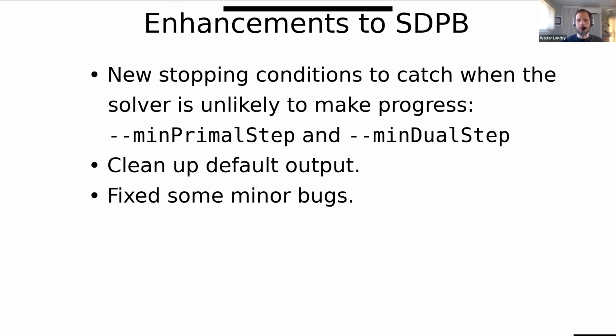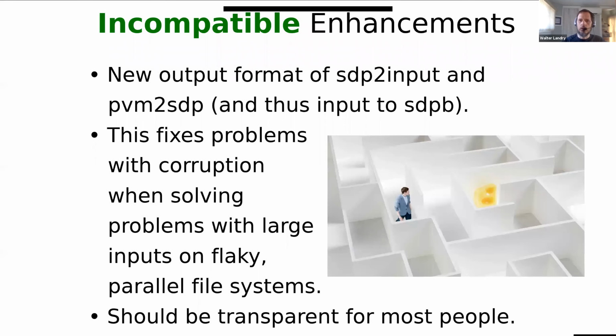I added some stopping conditions. Sometimes when the primal and dual steps get very tiny, it will eventually stop because you run out of iterations, but if you don't want to wait that long, you can add these parameters, and then it will stop sooner, as soon as it figures out that it's probably not going to get done. I also cleaned up some default output, and I fixed some minor bugs, but the big thing that I changed was the output format of SDP to input and PVM to SDP.